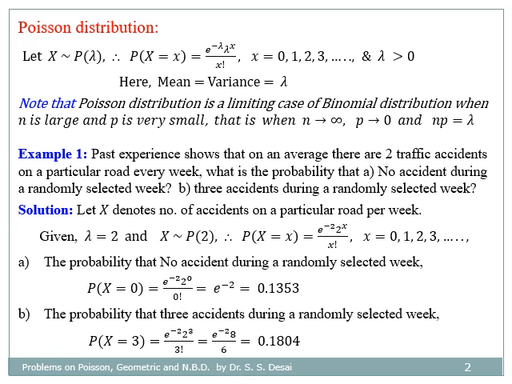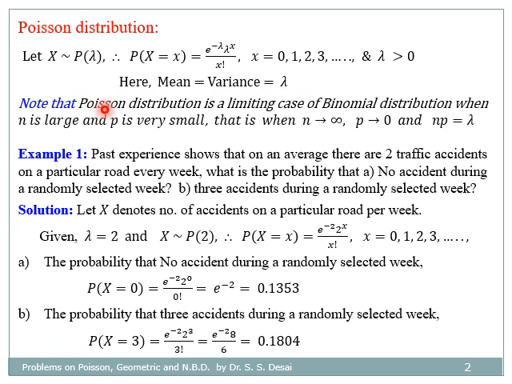Let X follow Poisson with parameter lambda. Then its probability mass function is given by probability that X is equal to x equals e raised to minus lambda, lambda raised to x by x factorial, for x equal to 0, 1, 2, etc. The peculiarity of this distribution is that mean and variance are both equal to lambda.